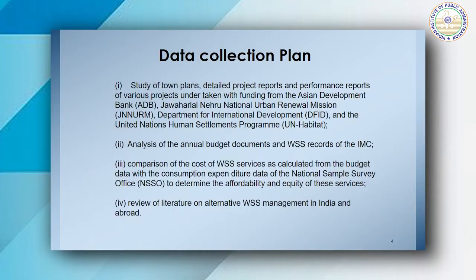As you can see, the author has already mentioned 4 categories for the data collection plan. For instance, in the first part, he has mentioned the study of the town plans, detailed project reports and performance reports. In the second part, he has mentioned analysis of the annual budget documents. In the third part, he has mentioned comparison of the cost of WSS services as calculated from the budget data. And the fourth, review of literature on alternative WSS management in India and abroad.